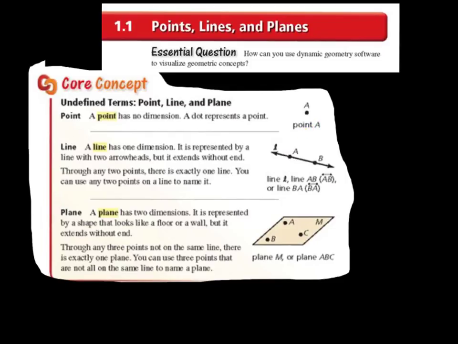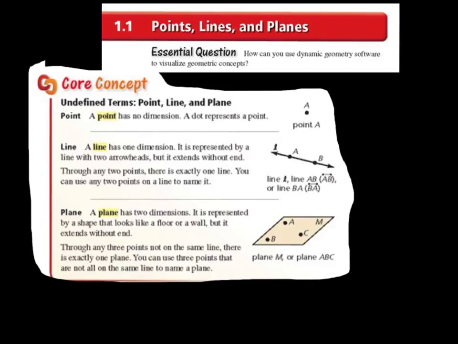The next thing is a line. We've seen lines all the time, and a line is one dimension. It is represented by a line with two arrowheads, but extends without end. So if you look at this, you must have these arrowheads. If you don't have these arrowheads, then it's not a line. What these arrowheads mean is that this line will continue to go and go and go all the way this way. And the same thing with this arrowhead right here, it will continue to go all the way this way.